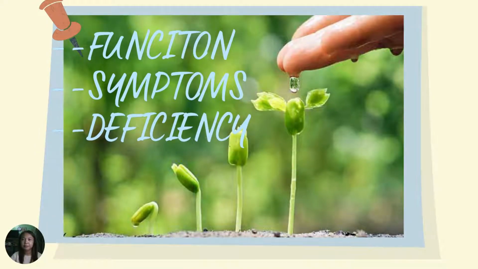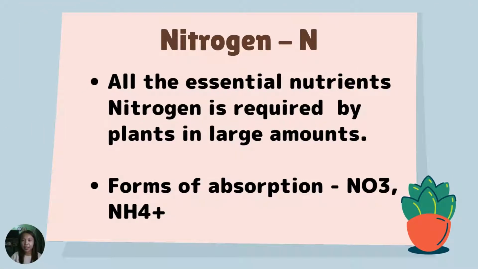Today I will be discussing the function of the following elements, the symptoms, and the deficiency. Later on you will identify why your plants died, or what the causes are why plants tend to die. Let's have first the first element, which is nitrogen.